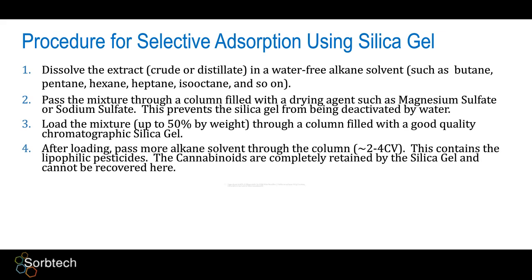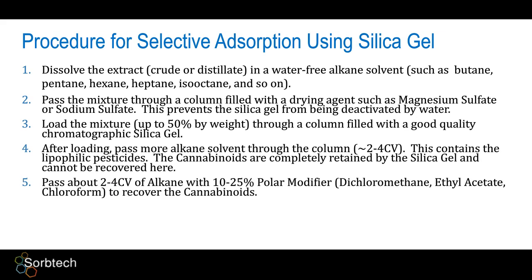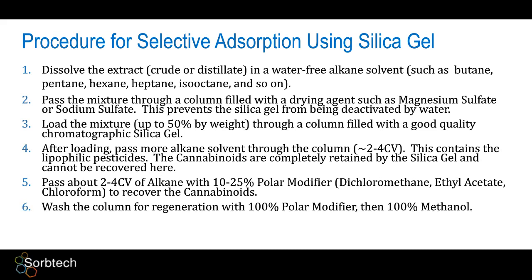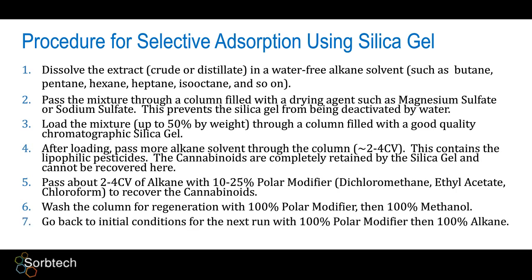So then we pass about 2 to 4 column volumes of alkane with about 10 to 25% polar modifier to recover the cannabinoids. And then we wash the column for regeneration with 100% polar modifier and then with 100% methanol. And then we reverse that sequence and go back to 100% alkane, and you're ready to run again.